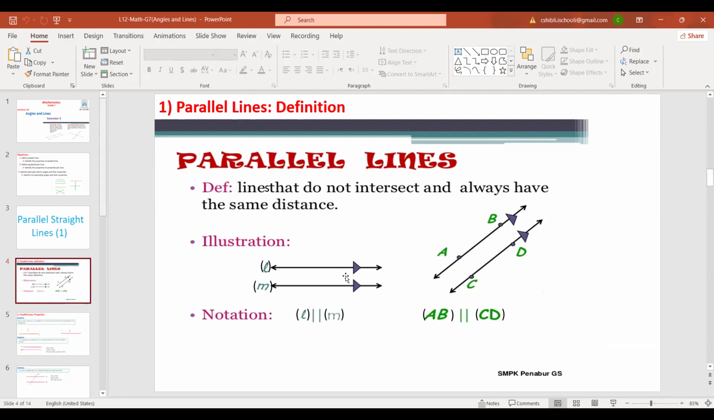For example, if we look here, we have line L and line M. Line L is parallel to line M. Since they are apart the same distance, they are far from each other, always the same distance, and they never intersect. If we look at line AB and line CD, line AB is parallel to line CD, since also they never intersect. So the parallel lines are the lines that never intersect with each other.